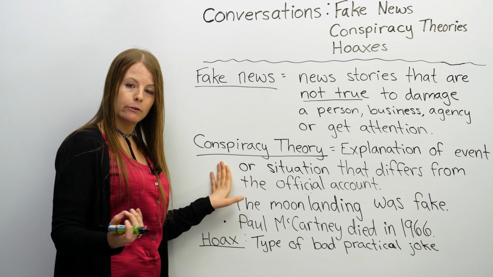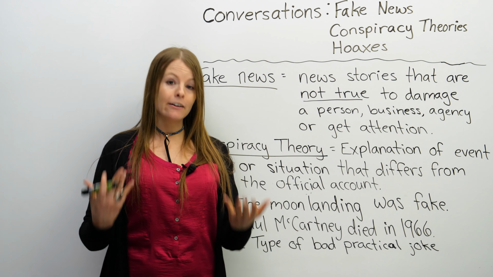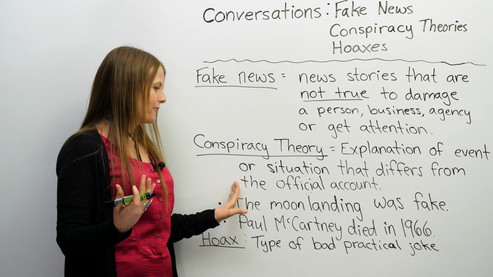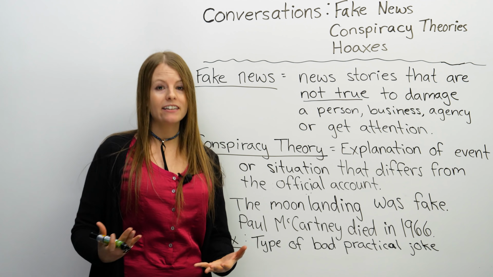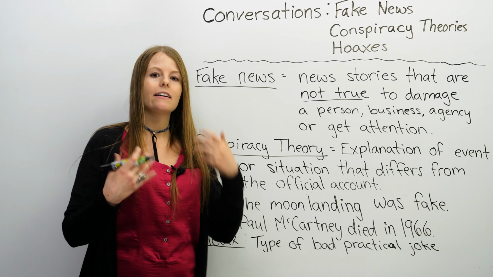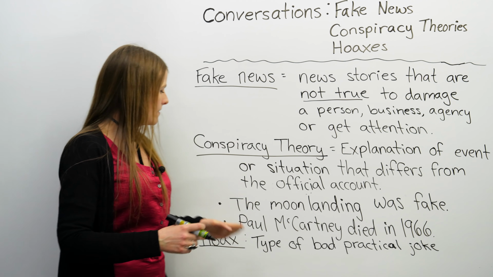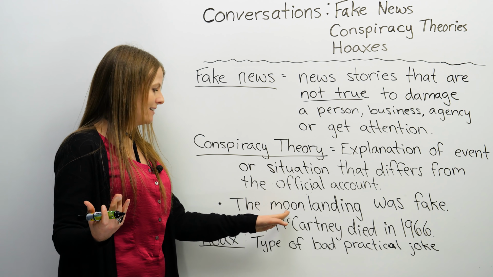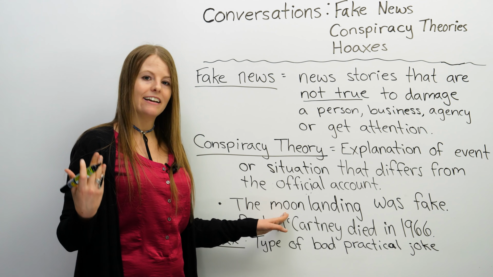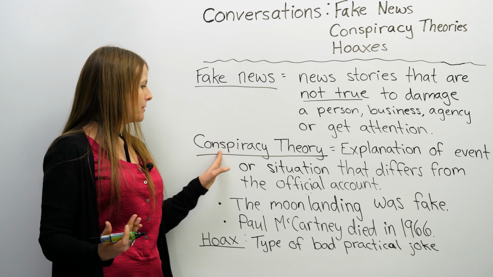We also have the word here, conspiracy theory. So a conspiracy theory is an explanation of an event or situation that is different from the official account. A lot of the times, conspiracy theories are about a government or a business doing something illegal or to harm someone. Okay, so let's think of some conspiracy theories. Some people believe that the moon landing, so when astronauts went to the moon in the 1960s, some people believe the moon landing was fake. This is a popular conspiracy theory.